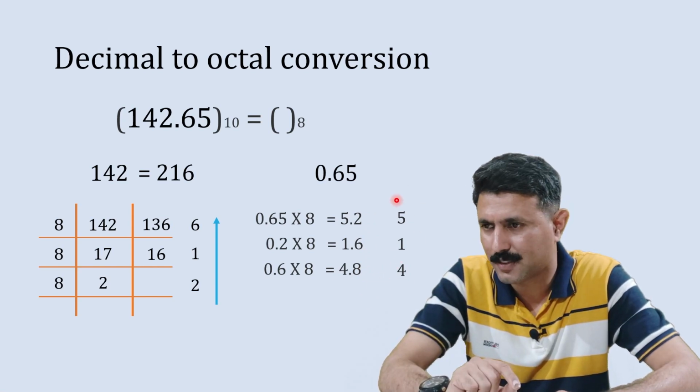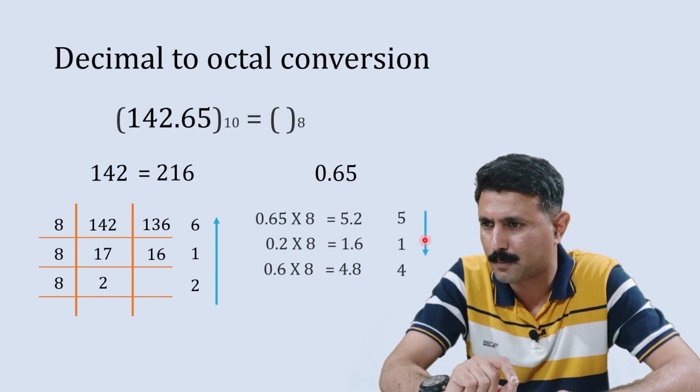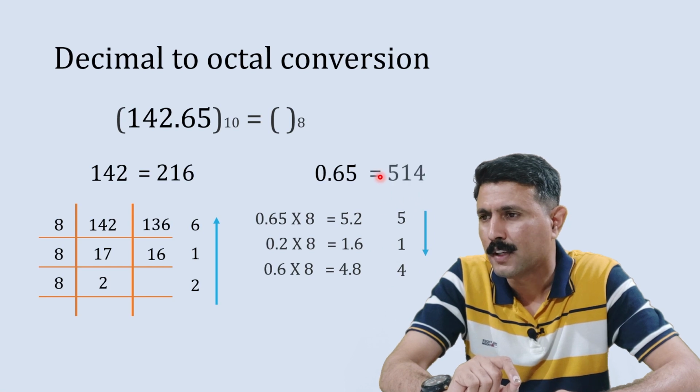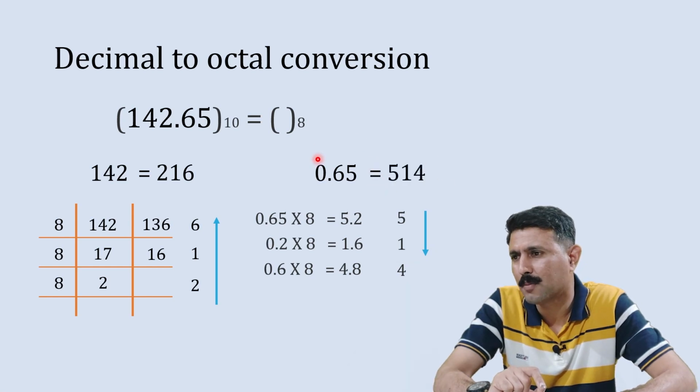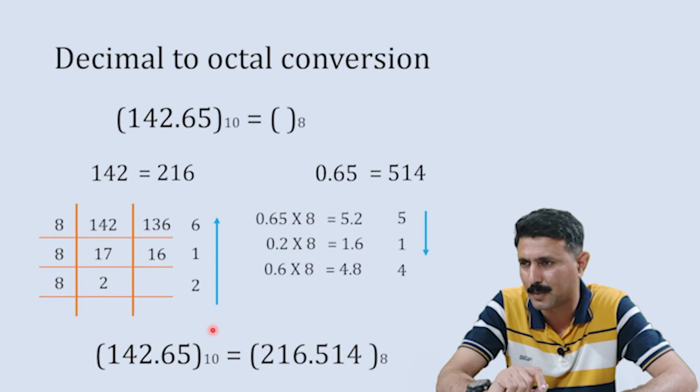So now we have these numbers. So for fraction number, you should write from top to bottom. It is 514. So octal equivalent to this decimal fraction is 514. So when you combine both these numbers, the answer would be 216.514. This is the octal equivalent to decimal number.